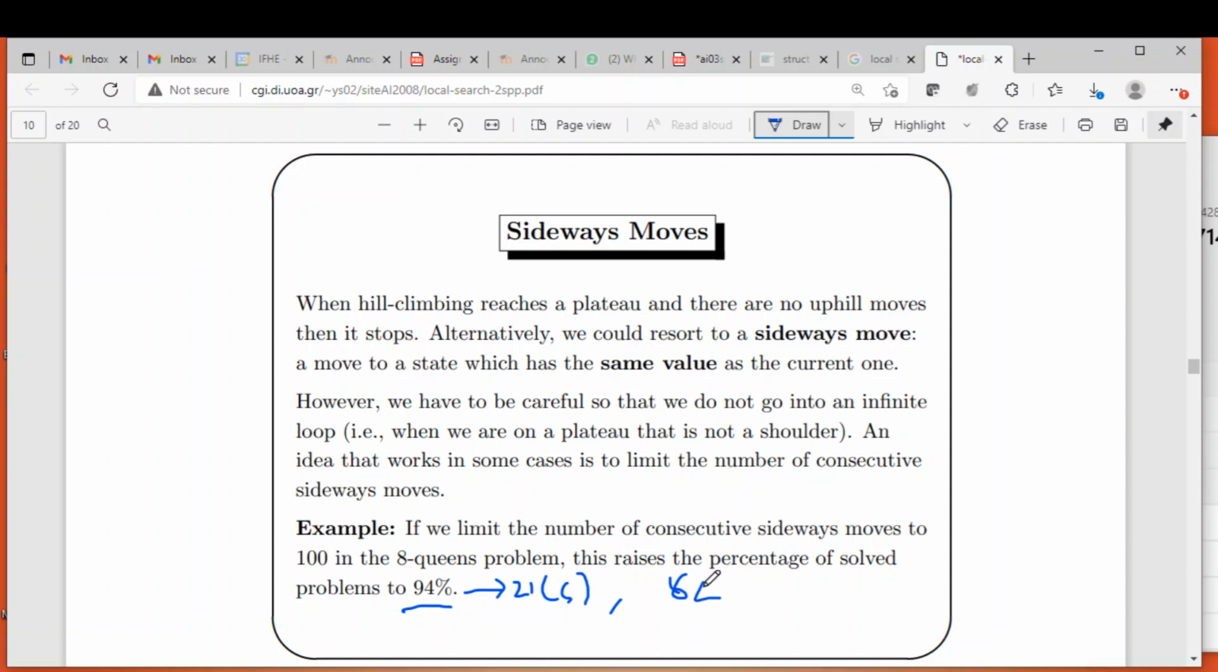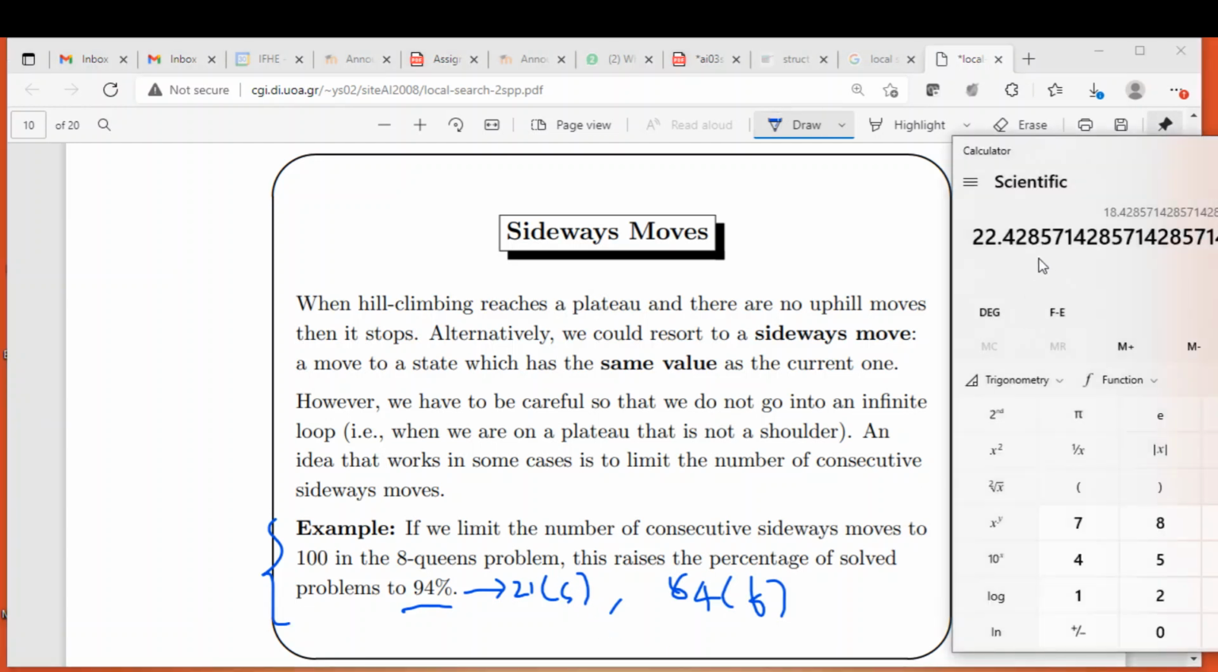Whenever it fails, on average it takes 64 steps. During success time it takes on average 21 steps. During failure it takes 64 steps. Now if this particular problem is solved using the random restart hill climbing algorithm, then what will be the effective number of steps?